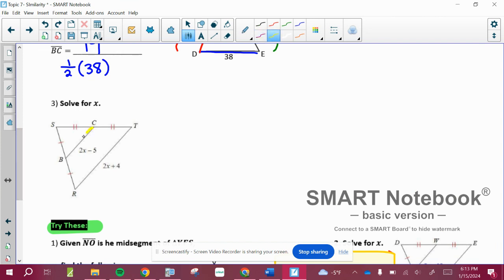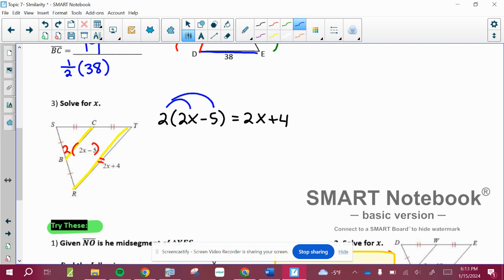Okay, so here's our sides here. Here's the mid-segment. Here's the side it's parallel to. So our theorem says that if I double the mid-segment, I can set that equal to the third side. So that's what I'm going to do here. I'm going to take 2 times the mid-segment, 2x minus 5, set that equal to its parallel or third side of the triangle. So 2x plus 4. Then I never have to worry about a fraction or anything like that.